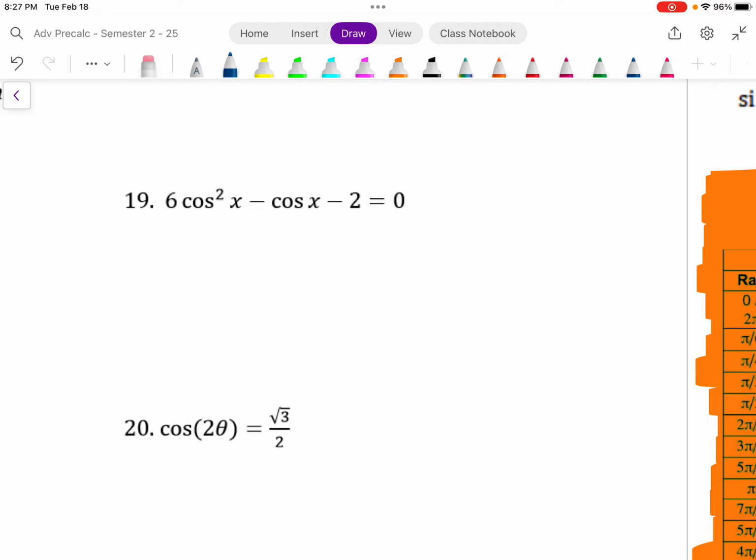All right, number 19, I'm going to have to factor, and I'm going to use my slide and divide method. So I have cosine squared x minus cosine x minus 12. 6 times 2 is 12. So then I ask myself, what multiplies to get negative 12, but adds to get negative 1? And that's going to be negative 4 and positive 3.